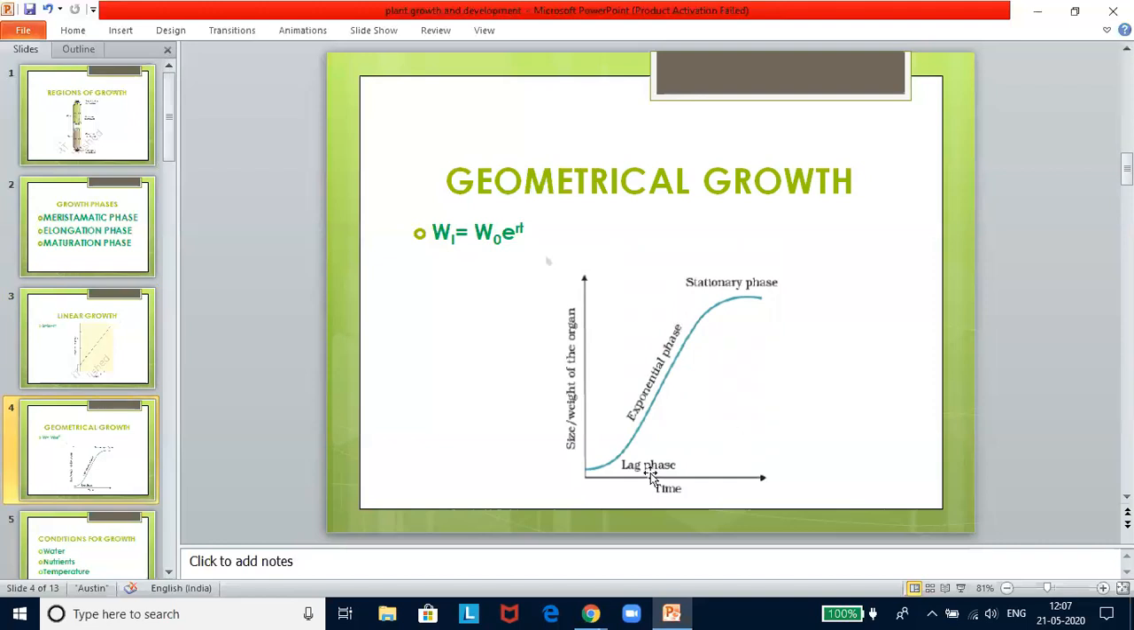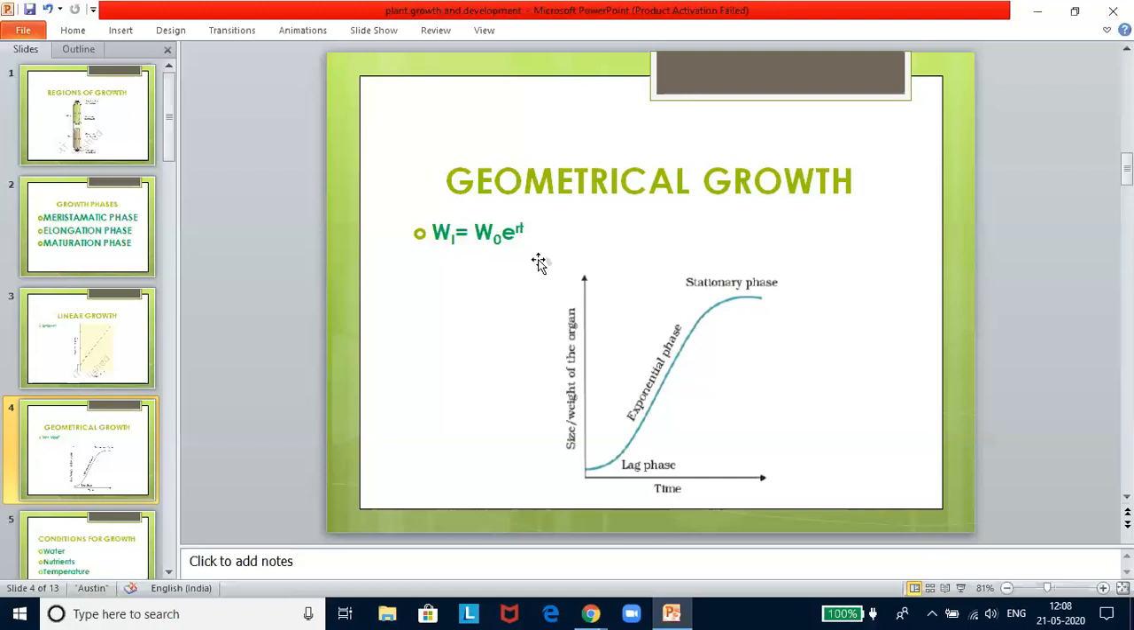So the initial phase is the lag phase, the middle phase where it shoots up is the exponential phase, and later on it again staggers, and this is the stationary phase. So they can ask you to identify these as A, B, and C. And this is given by the equation W1 = W0 e^(rt). Now, this is very important. Now, W1 is the final size, W0 is the initial size, r is the growth rate, t is the time of growth, and e represents the base of natural logarithms.